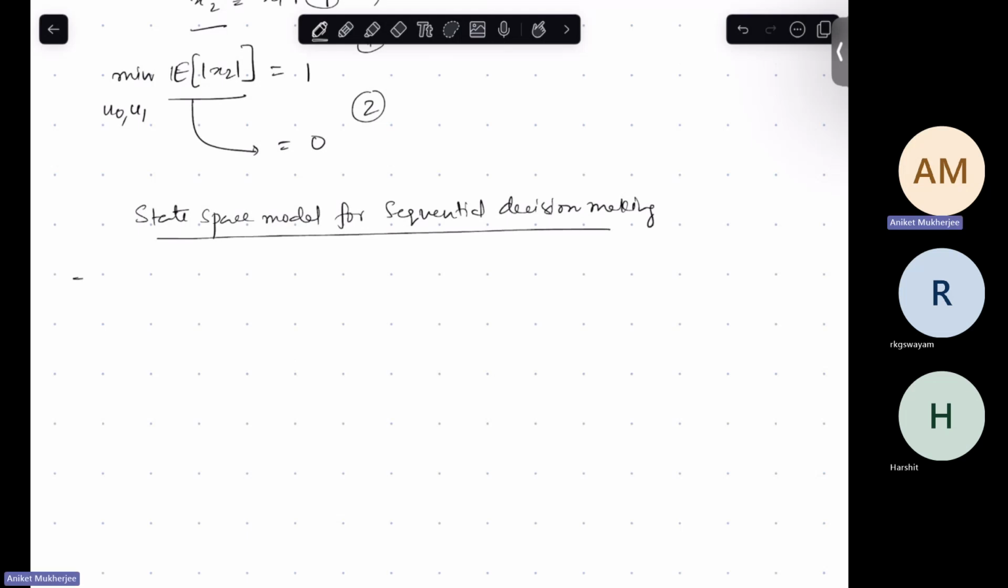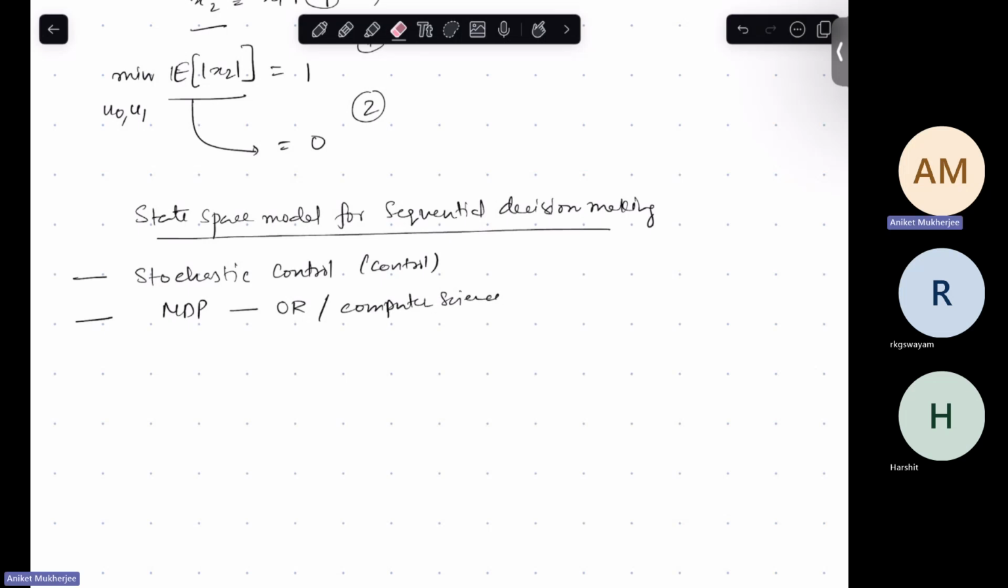In the control community, they call this stochastic control. In computer science and operations research, they call this MDP. Both have similar things, with slight variations, but it's basically the same thing. You're trying to do sequential decision making. So how do you mathematically define it?